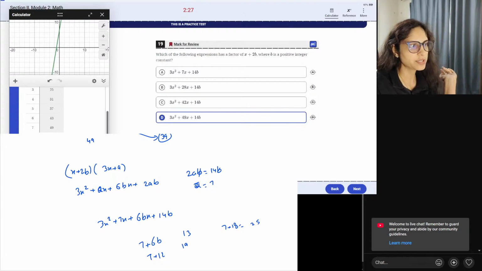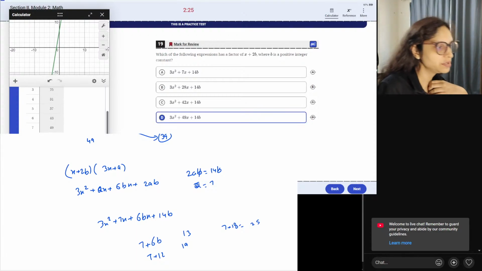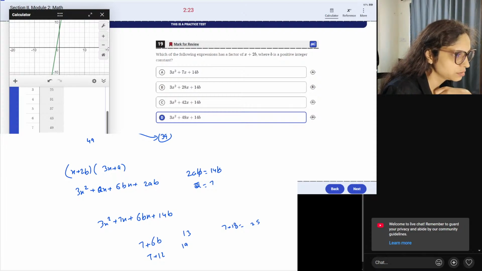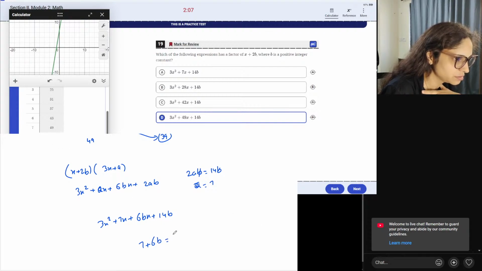Because the value of b has to be 7. And when it is 7, you will get your answer. So basically 7 plus 6b, and now we'll check all the options. Here you can also do that. 7 plus 6b is equal to 7. So b is 0. That's not possible because it's a positive integer constant.